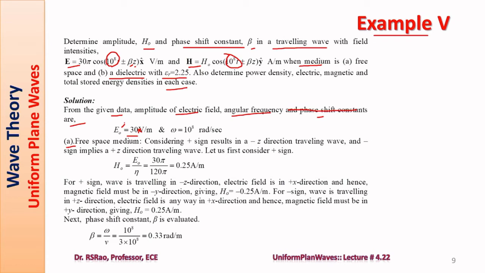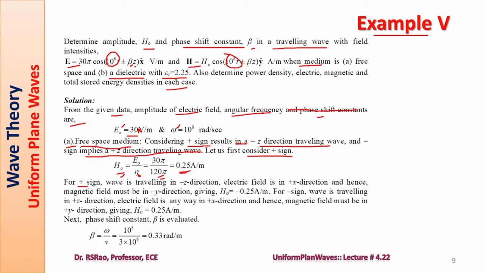So, E naught is the amplitude of electric field, 30 pi. Omega is frequency. A. We consider first the free space medium. Considering plus sign results in negative z direction traveling wave and negative sign implies plus z direction traveling wave. Let us consider plus sign first. H naught is E naught by eta, 30 pi by 120 pi, because the medium is free space. Therefore, eta is eta naught, equal to 120 pi. So, H naught is 0.25 amperes per meter.